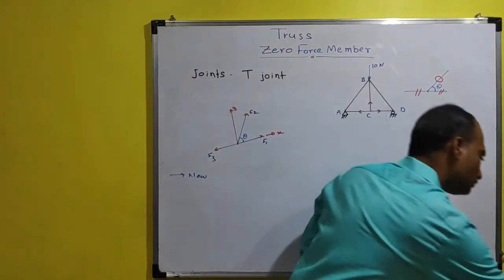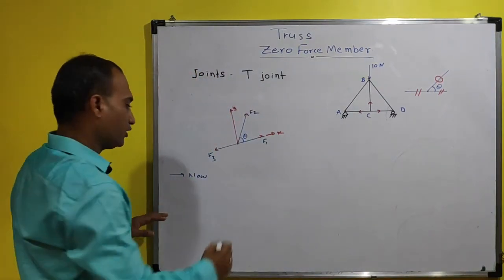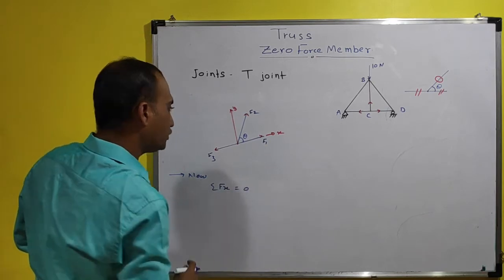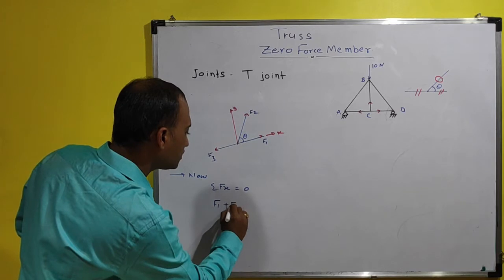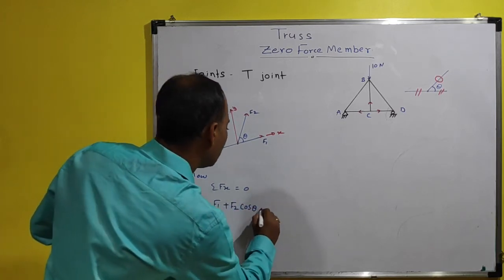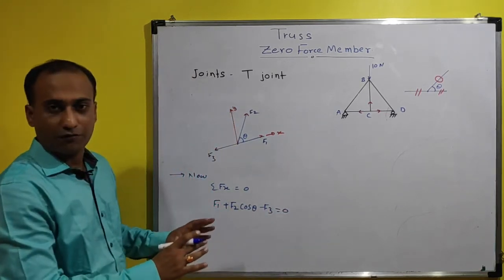Now we will apply the conditions of equilibrium. First condition of equilibrium, summation Fx is equal to 0. In this system, it will be F1 plus F2 cos theta minus F3 is equal to 0. This is our first equation.